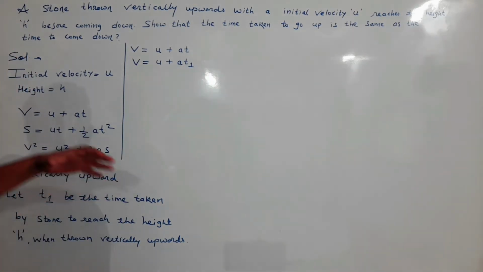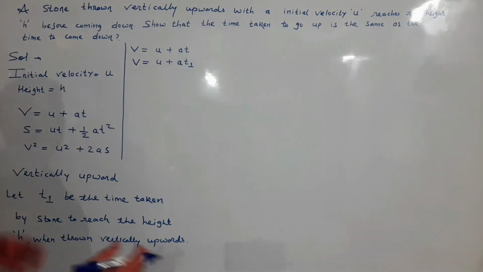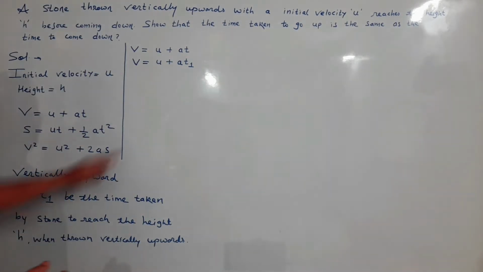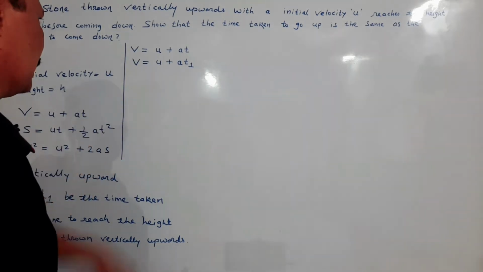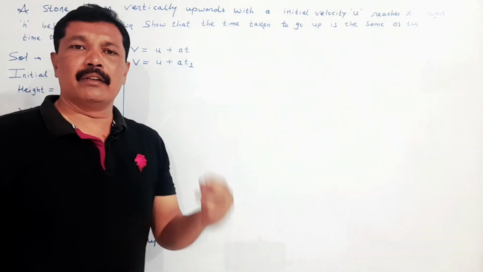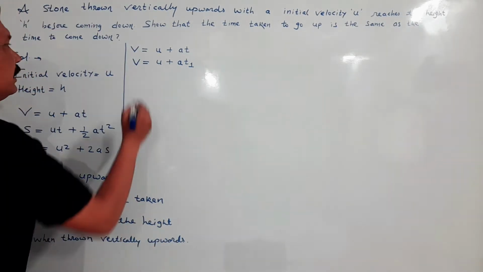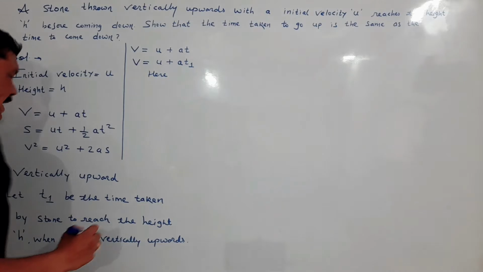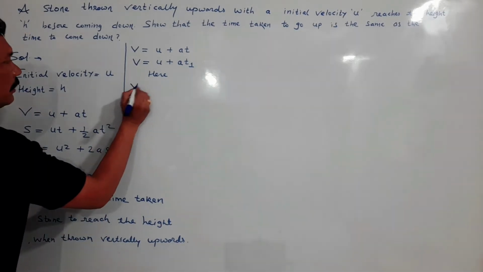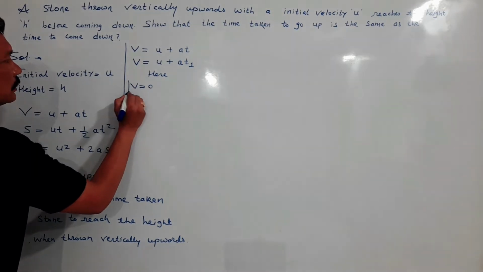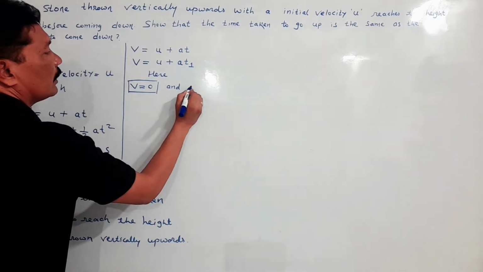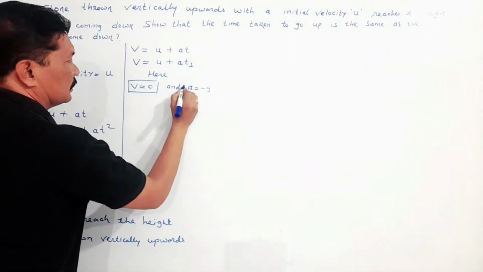So this equation will become v = u + aT1. My dear student, here as the body is thrown vertically upward, acceleration due to gravity comes into play, and a will be equal to g. Here, as the stone is thrown vertically upward, v will be equal to 0 and a will be equal to minus g.